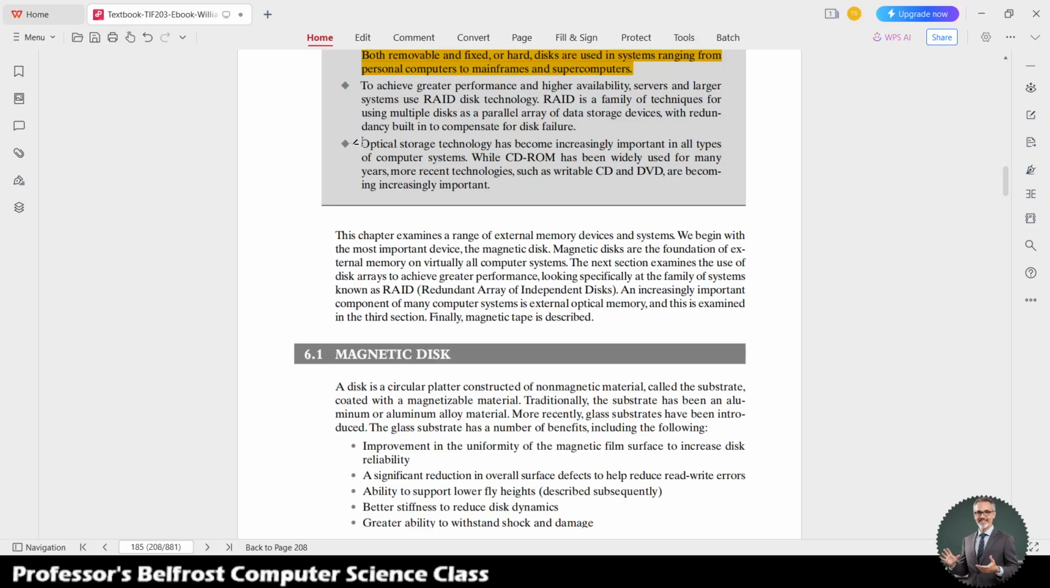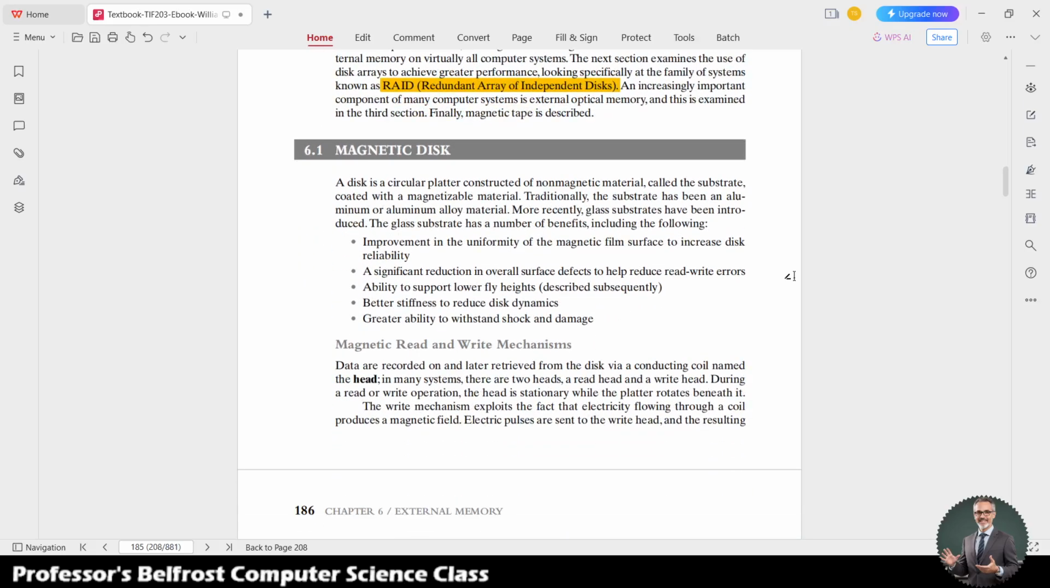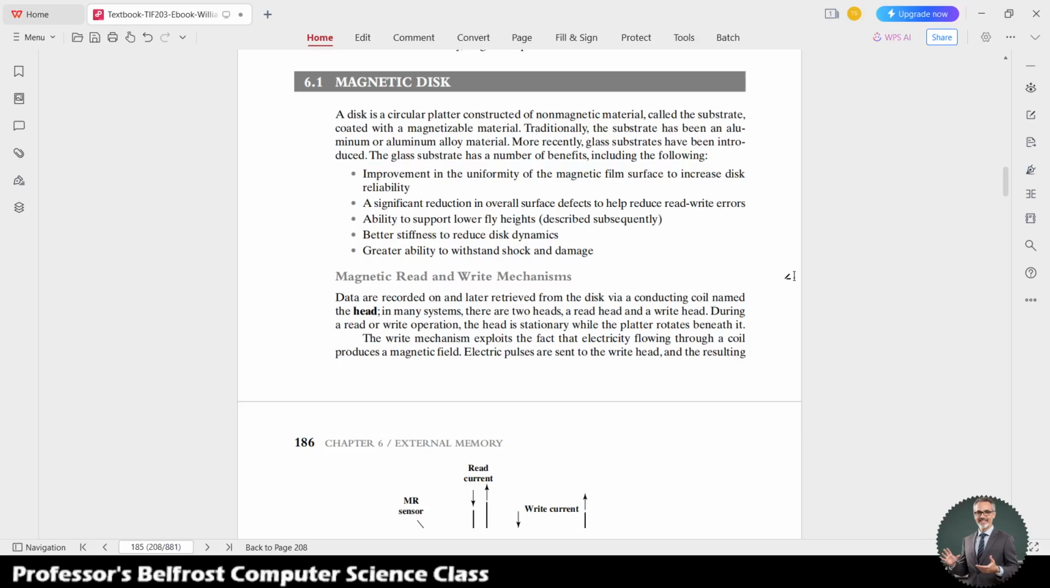Also, optical storage technologies are becoming increasingly important. While CD-ROM has been widely used, there are also writable CDs and DVDs. The main concept that will be explained in this chapter is RAID, which is a redundant array of independent disks. Let's start. Maybe this will take two videos to explain this whole chapter.